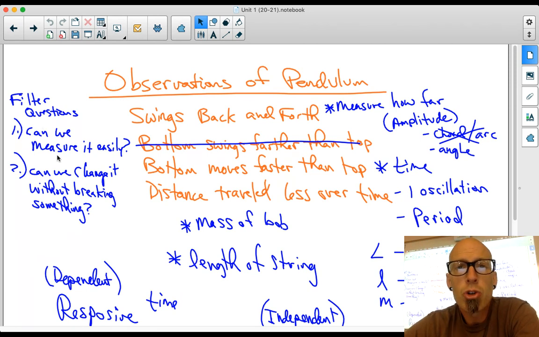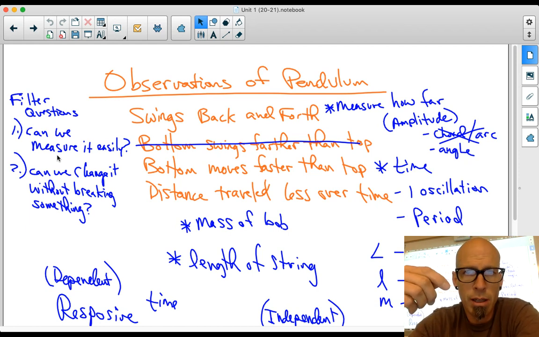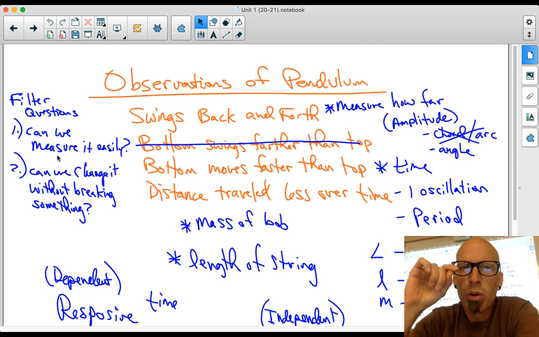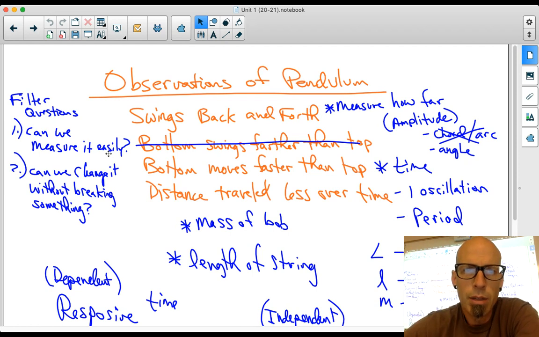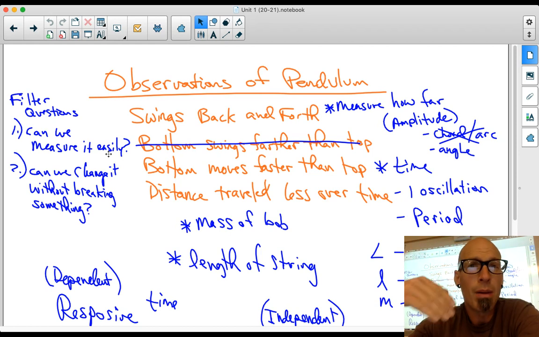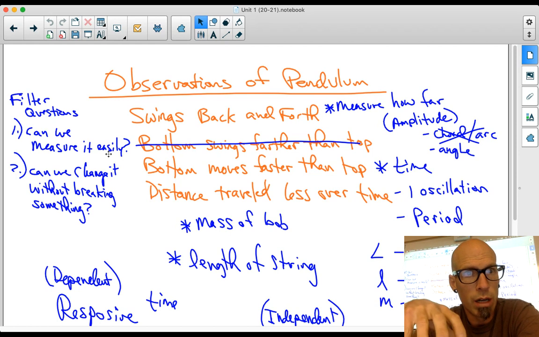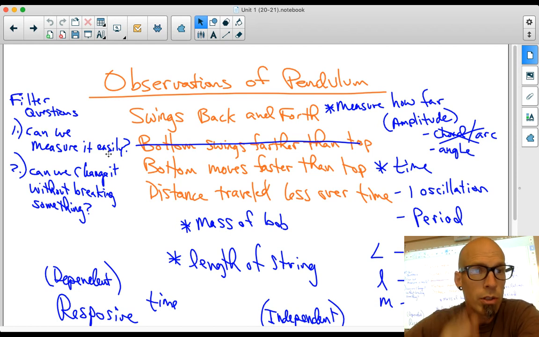Number one, can we measure it easily? So is what we've observed something that we can measure easily? I put the word easily in there because there's all kinds of things that can be measured that we don't necessarily have the equipment or tools to measure. So it's not just can it be measured, but can it be measured easily, that we could actually do it ourselves. That's number one. Number two is, can we change it without breaking something?